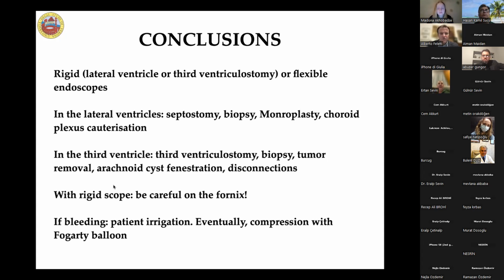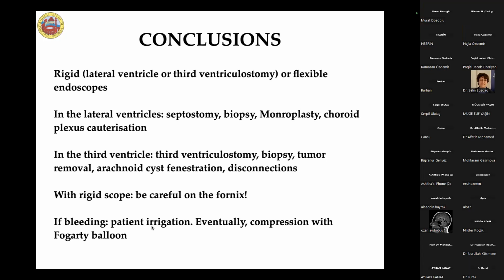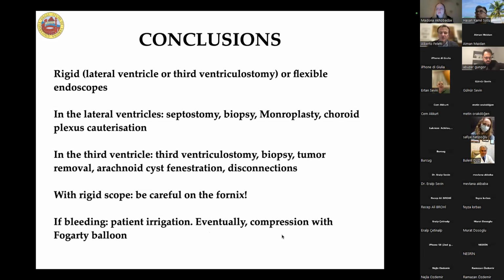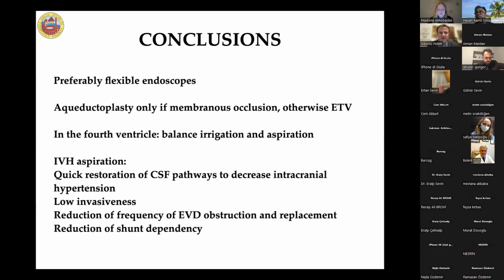In general, when you use a rigid scope in the third ventricle, you must be careful that the fornix is not damaged. If you have some bleeding, you just have to be calm and keep irrigating. Sometimes you have to be very patient, but in almost all cases, it's possible to control bleeding with this technique. Sometimes compression with a Fogarty balloon can be useful, or also the dry field technique.